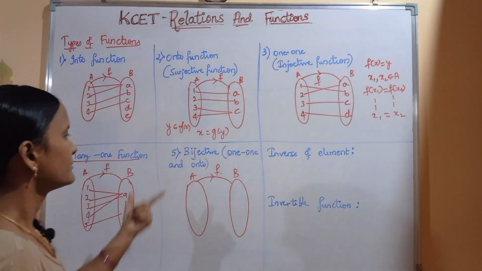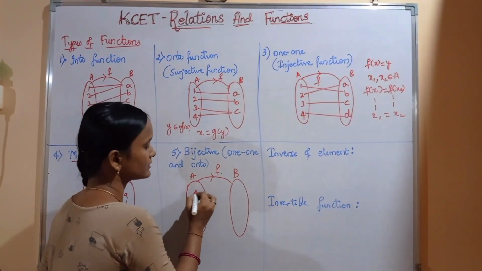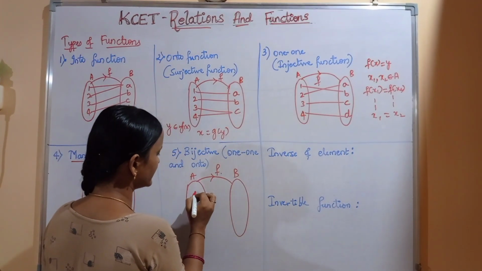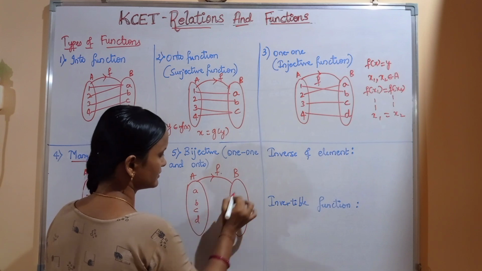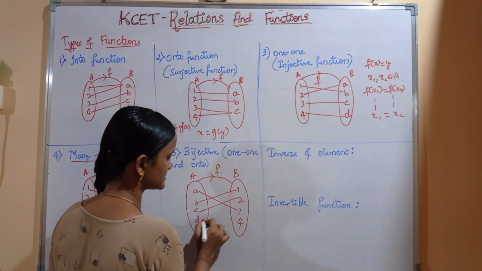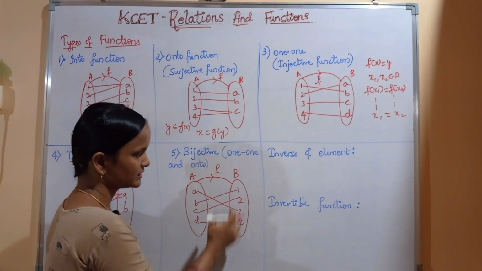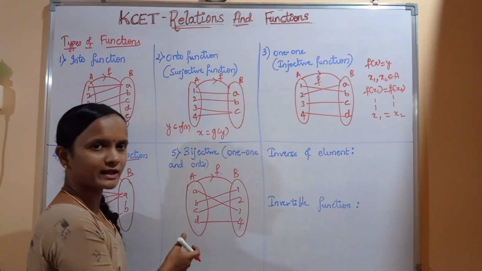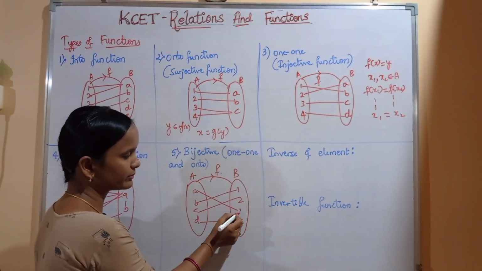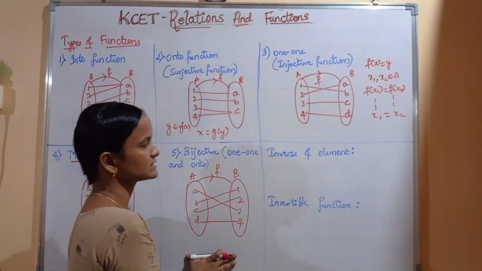Next, bijective. A bijective function is a function which is one-one and onto. It should be one-one and also onto. Then how can you write it? If A, B, C, D and 1, 2, 3, 4, every element has its pre-image. In this function, every element in set B should have a pre-image. Then only it can become onto, right? And what about one-one? Every single element should be mapped to only one element. No other element should be mapped to this. Then we say that it is bijective.